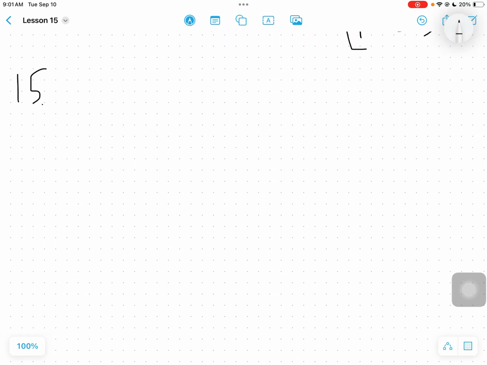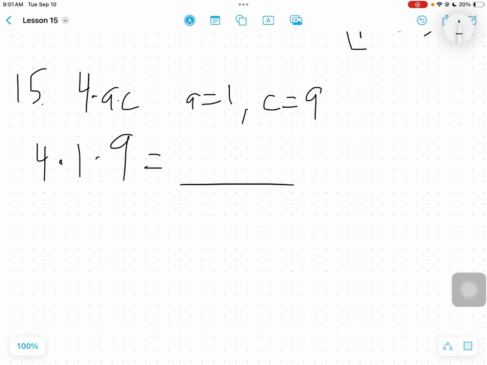15. Find 4AC when A is 1 and C is 9. So we're going to substitute, but we need to keep in mind that these are being multiplied. So it's 4 times the value of A, which is 1, times the value of C, which is 9. And as you multiply these, make sure that you simplify them.